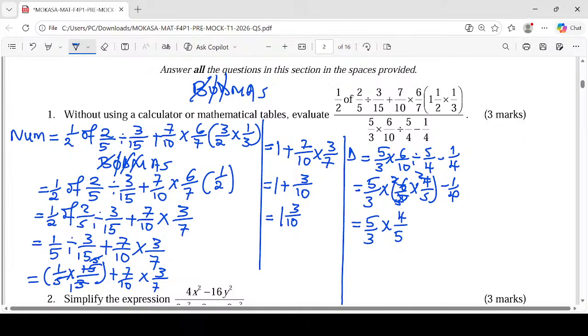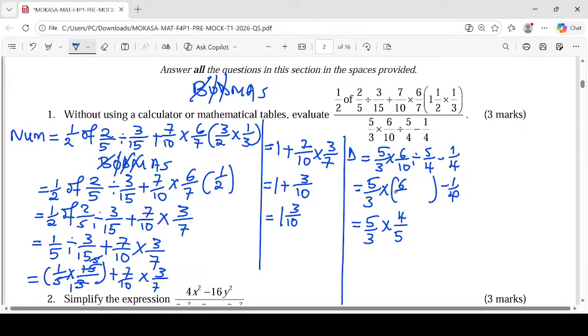I hope I've done well. We had 6 over 10 being multiplied by 2 over... how have I done that part? 6 over 10, let me cross check once again. Here, let me just rewrite this. I want to see what it will evaluate to.